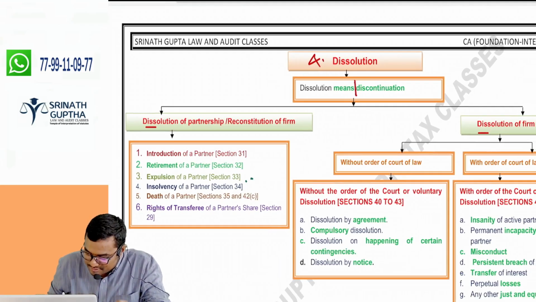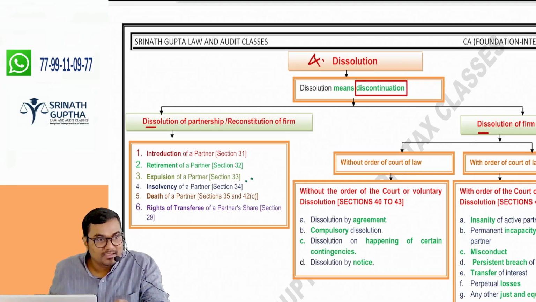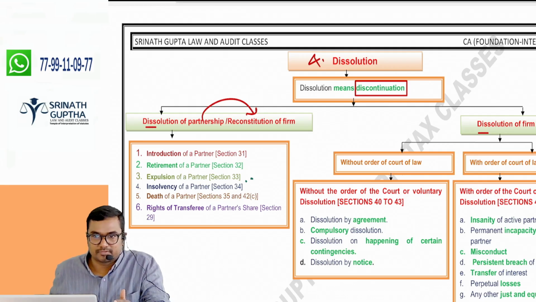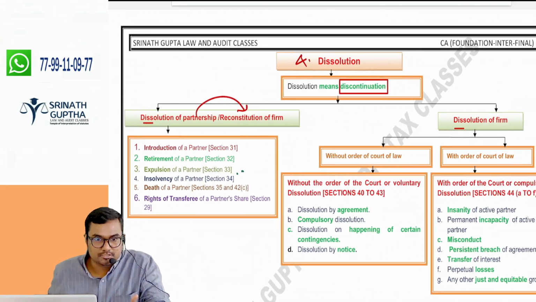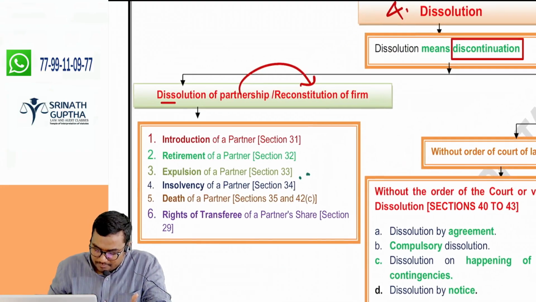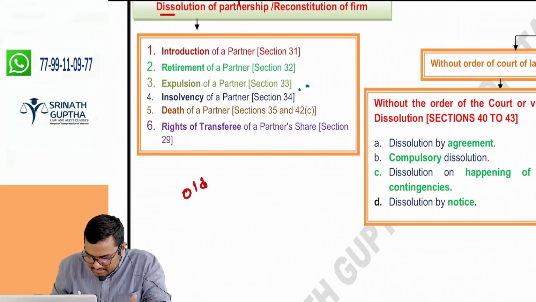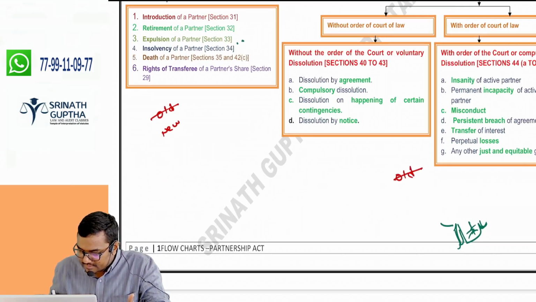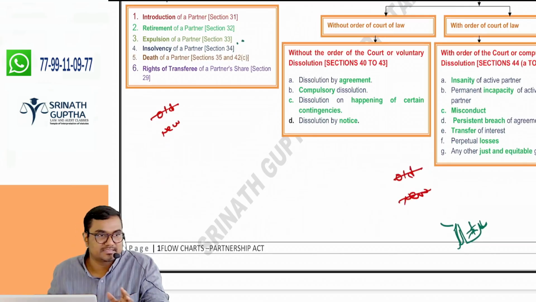Resolution means discontinuation. Resolution is of two types: resolution of partnership and resolution of the firm. Resolution of partnership is also known as recreation or reconstitution of the partnership. Resolution of partnership means the old partnership closes and in its place a new partnership comes into existence. Resolution of the firm means the old partnership comes to an end and no new partnership comes into existence. The main difference: the old shop will close, a new shop will come between new partners.